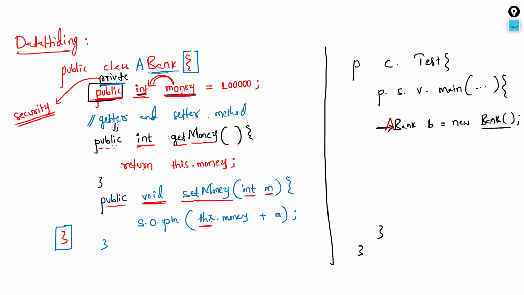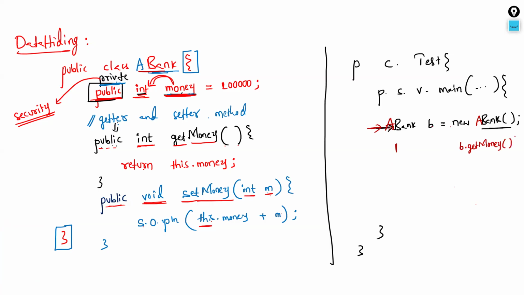A bank, then A bank. Correct or wrong? Object creation is allowed or will not be allowed? It's allowed, right? So class name is A bank. Therefore, now class name, object name equals new class name, default constructor, semicolon, right? Then B dot get money. And any inputs? No inputs.